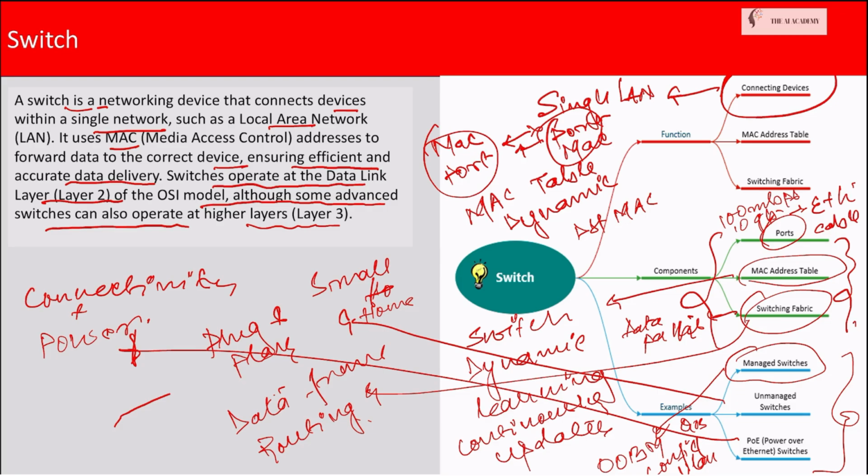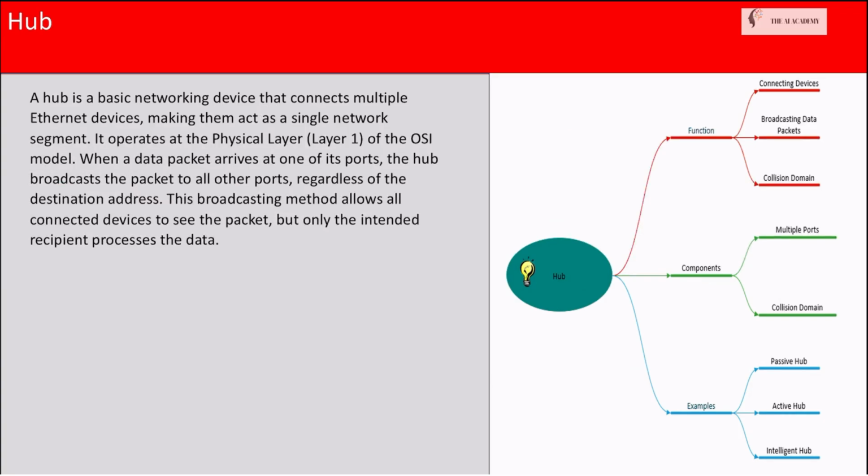Let us now look into the hub. A hub is a basic networking device that connects multiple Ethernet devices, making them act as a single network segment. It operates at the physical layer, layer 1, of the OSI model.